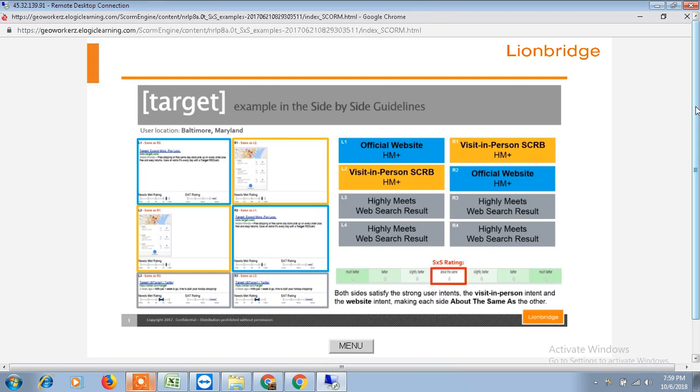Since the counter shows which results users would prefer to see first, the most appropriate rating is about the same. However, you are encouraged to use your judgment for situations like this. If you believe one intent is stronger than the other for the specific query or user location, you might choose slightly better for the side where the intent is met by the first result in the result set. Please note that better or much better are the two extremes.